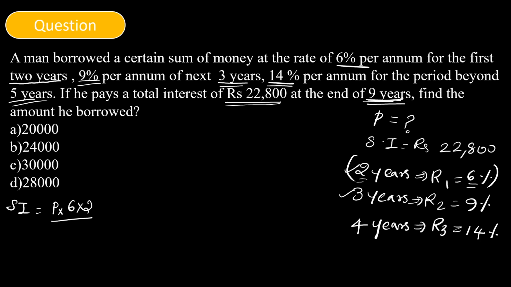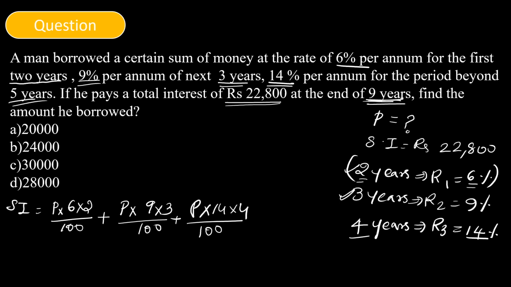So PRT divided by 100 plus, next is P into this 3 years. That is R is 9, T is 3. 9 into 3 by 100 plus P into, next is 14 into 4, 14 into 4 divided by 100. And this simple interest is given as 22,800. Okay. Now we'll solve this.